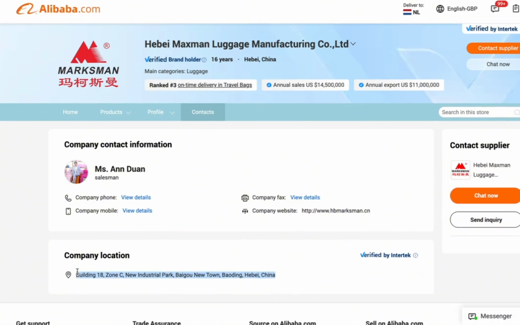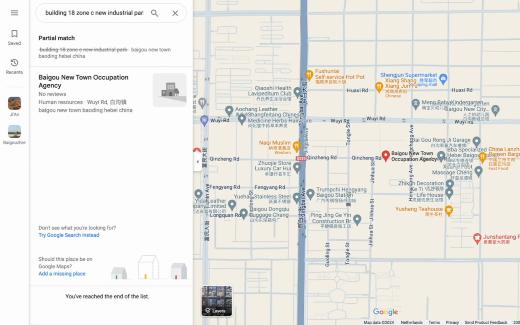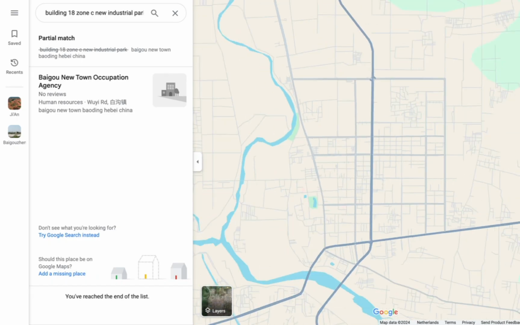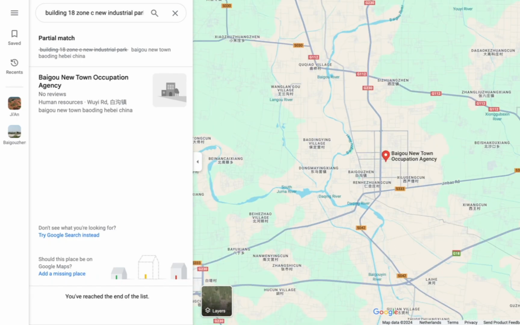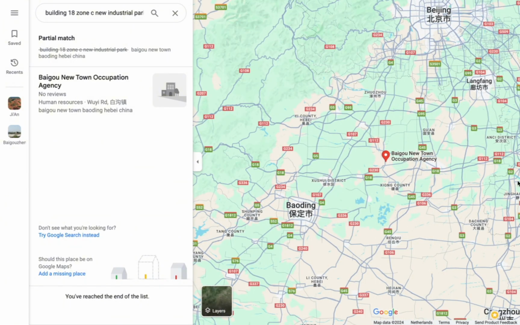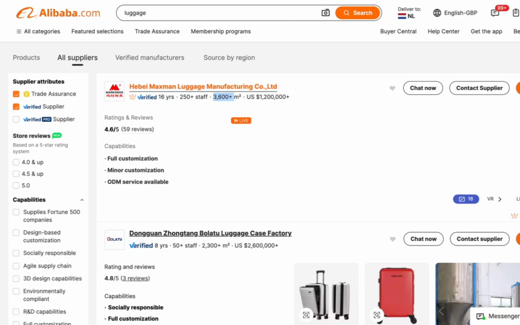Next, in the contacts, we copy the address and check the location of their factory on the map. In most cases, factories are located outside of large cities or in special development zones. We see that they are located between Beijing and Baoding. From all of the information that we have collected so far, I can say with 90% certainty that this supplier is a direct factory. So we click on this little heart icon.